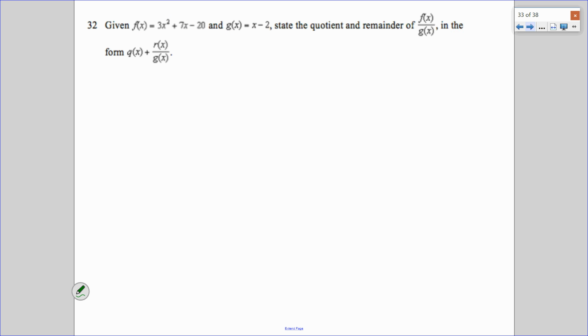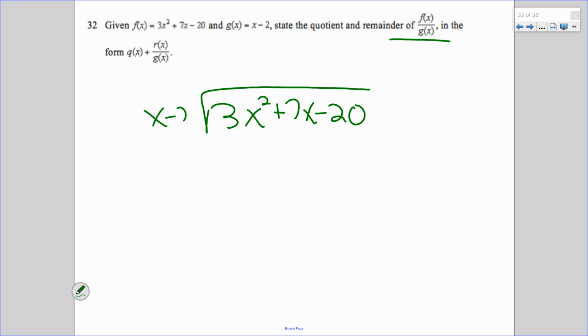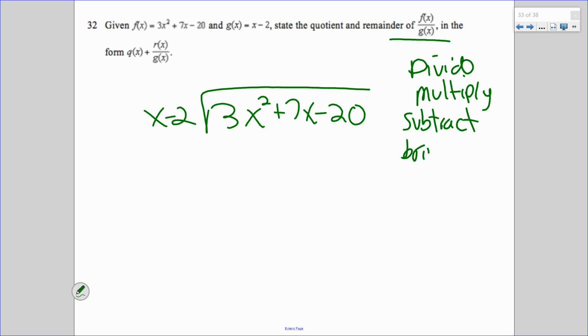It wants me to do f of x over g of x. So I'm going to divide 3x squared plus 7x minus 20 by x minus 2. To divide polynomials, we divide, then multiply, then subtract, then bring down. And when you're subtracting, don't forget to keep, change.